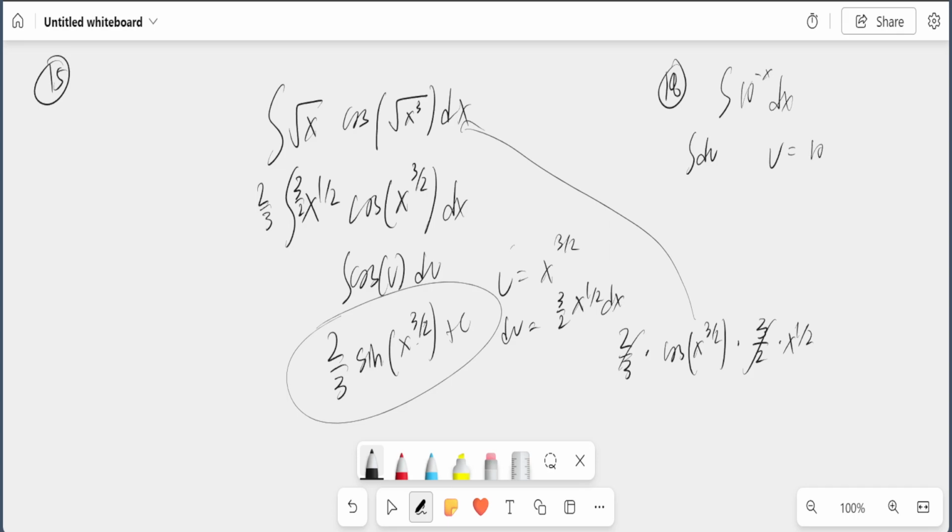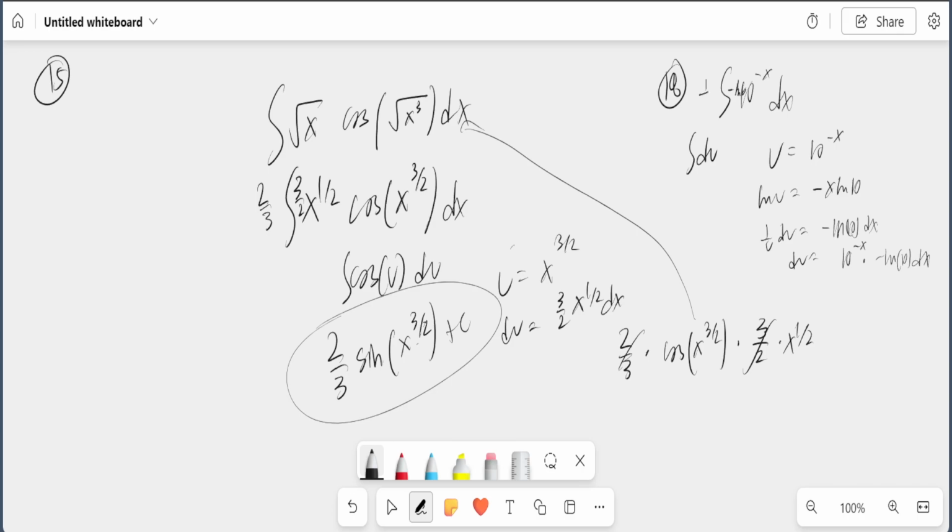So I'm thinking it's the integral of du. If u is equal to 10 to the negative x, then ln u is equal to negative x ln 10. So 1 over u du is equal to negative ln 10 dx. So du is equal to 10 to the negative x times negative ln 10 dx. So I need a negative ln 10 here.